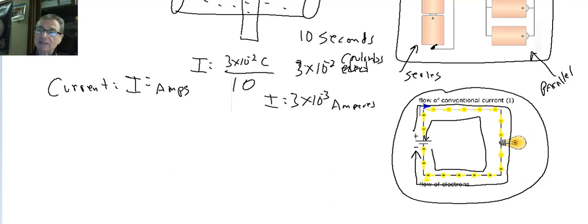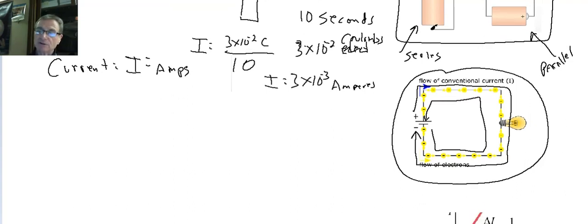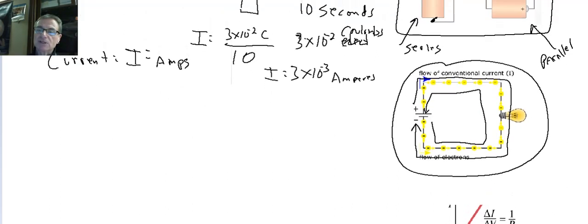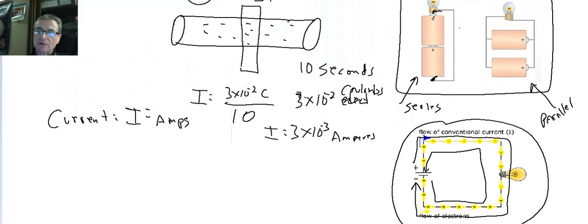Okay, and so that's conventional current flow. And so if we look at this circuit to the right, or the circuits for the batteries up here, what do we have in this circuit that actually makes up a circuit? Well, we have a source of energy, right? And this source of energy or power is given the symbol that looks like this, okay?